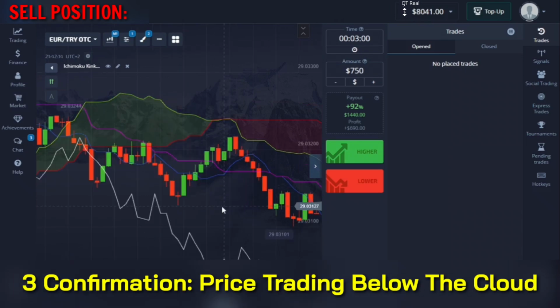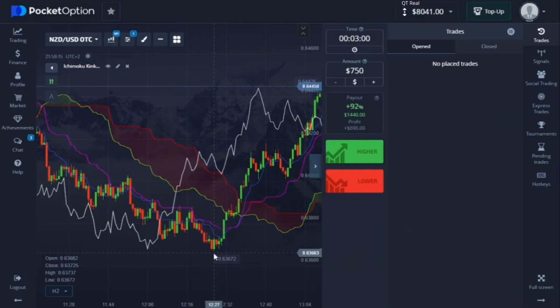And the final confirmation we need is the candles trading below the cloud. Once there's a correlation between these three confirmations, it would be a great time to enter a sell position. So now that you understand the basics of how to trade the Ichimoku Cloud strategy, I'm going to get into a couple of examples on how to trade this strategy effectively before I get into some live trades myself.